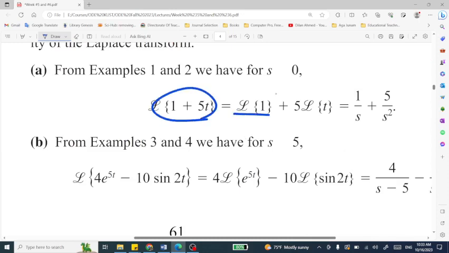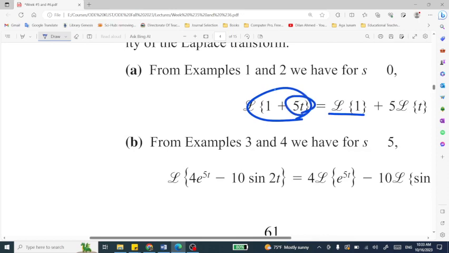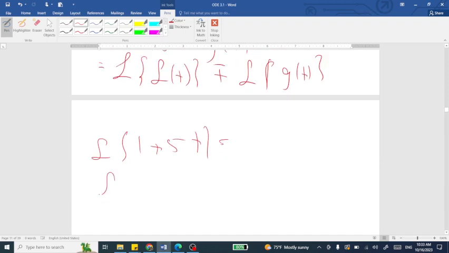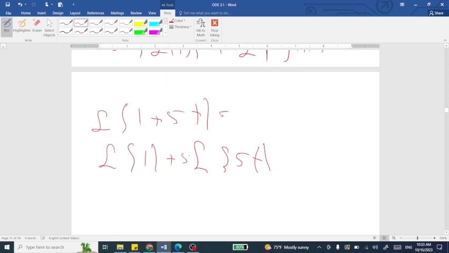I'm going to take the Laplace of 1 and the Laplace of 5t. The 5 comes out because it is a number. The Laplace of 1 plus 5t equals the Laplace of 1 plus the Laplace of 5t. The Laplace of 1 equals 1 over s, and for 5t it is 5 over s squared.